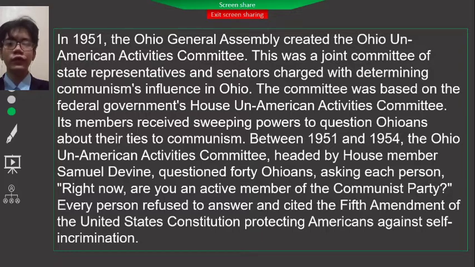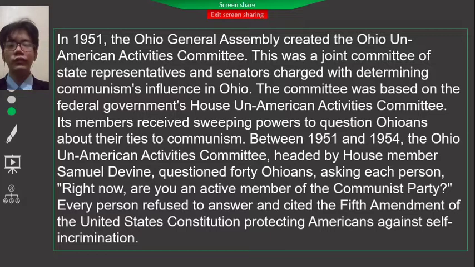In 1951, the Ohio General Assembly created the Ohio Un-American Activities Committee. This was a joint committee of state representatives and senators charged with determining communism's influence in Ohio. The committee was based on the federal government's House Un-American Activities Committee. Its members received sweeping power to question Ohioans about their ties to communism.